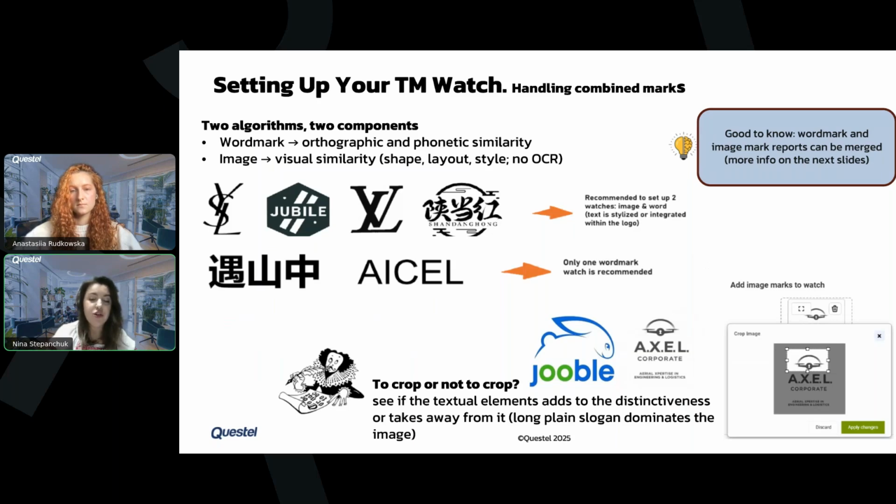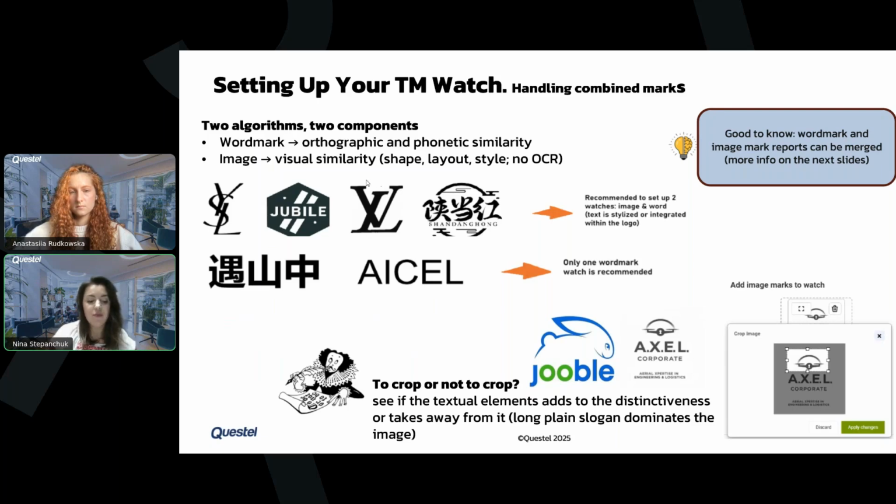And then, because each algorithm focuses on a different component, we, in most cases, recommend setting up two watches when both parts of the trademark are distinctive. For example, when the text is stylized or it is integrated into the logo. This is what you see on this first part of the screenshot here, as we would typically recommend to set up two watches, for examples like this. Of course, the ultimate decision is up to you, but this is what we see work well for our customers.